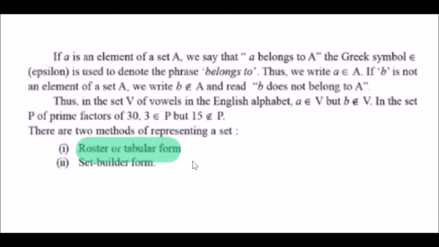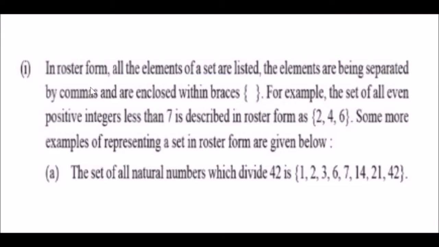We have two representation forms for a particular set. Roster form or tabular form, where you will find exact numbers. Set builder form is the language which is going to generate this roster form. In roster form you will find numbers, the group of elements separated by commas and inside braces. For example, take the set of all natural numbers which divide 42. So 1, 2, ..., 42: these are the numbers in braces with commas.